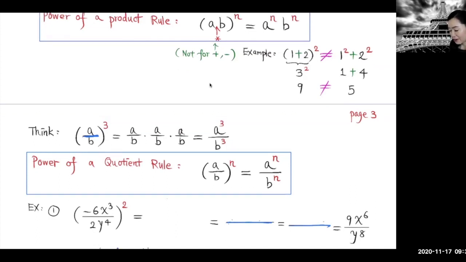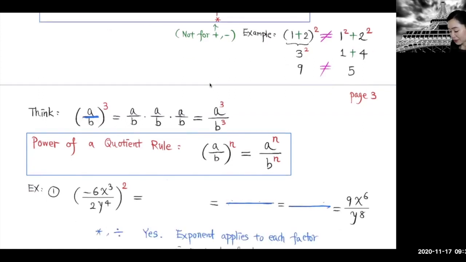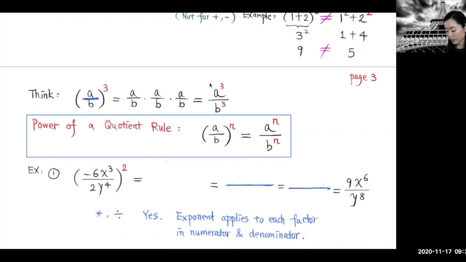Notice that when you have division over here, this power also applies to the numerator and the denominator. So you can just apply to a, a^3, apply to b, b^3. The a stays on top and the b stays down here. So that's called the power of a quotient rule. So (a over b) to the m power is a to the m power over b to the m power.